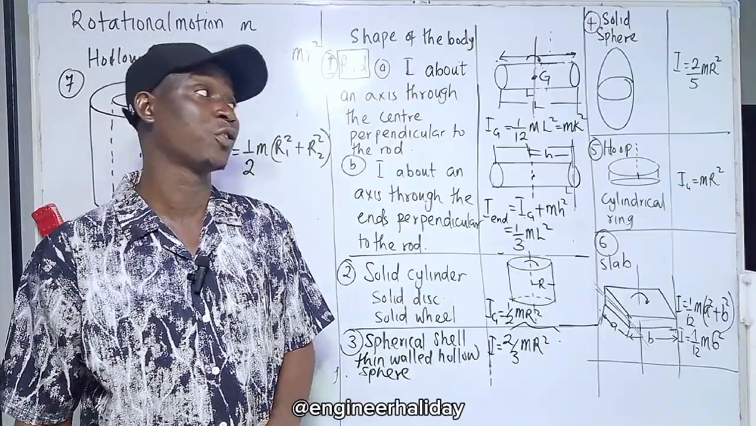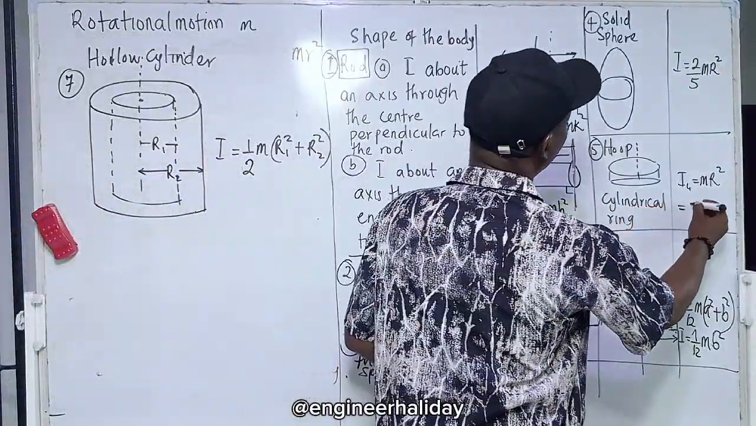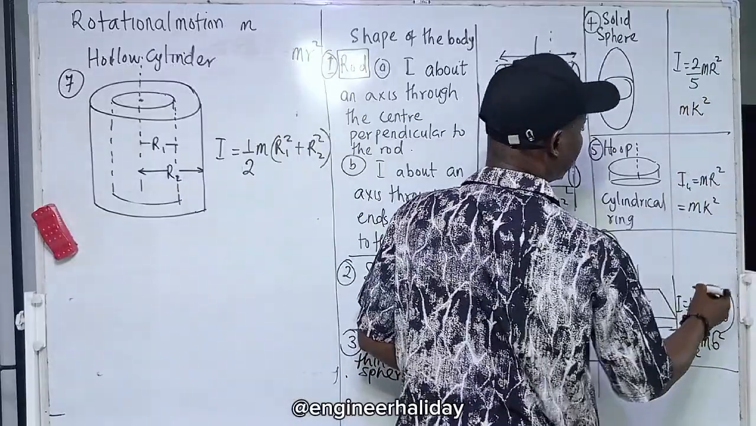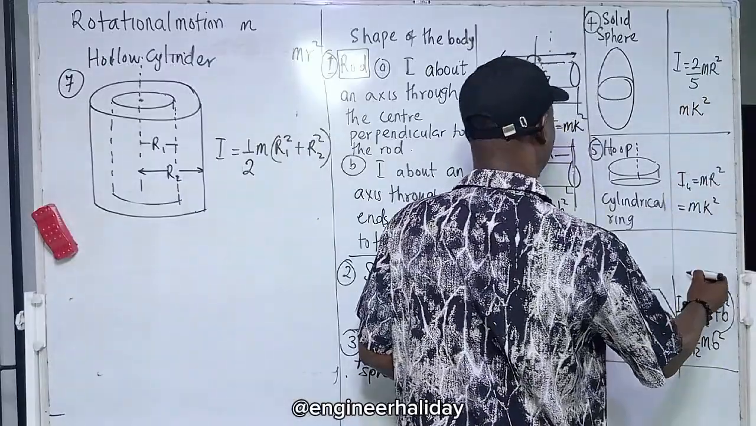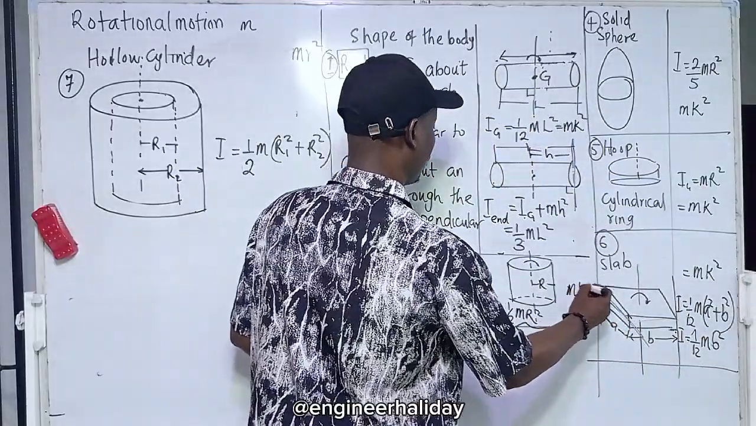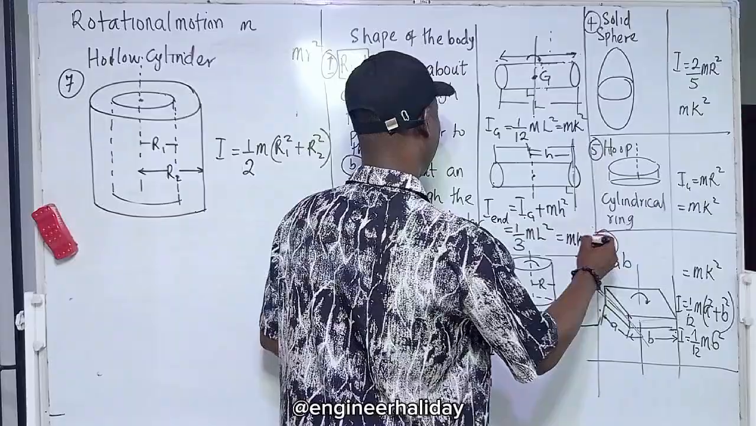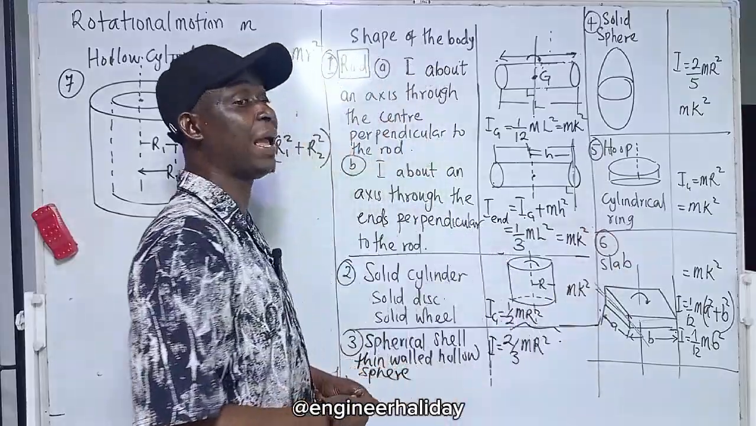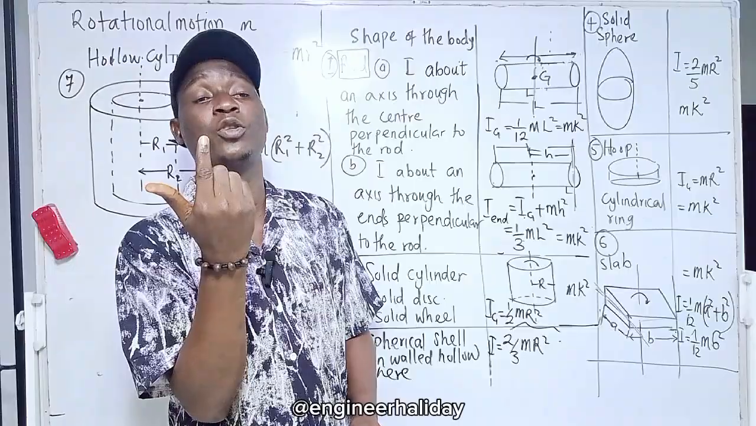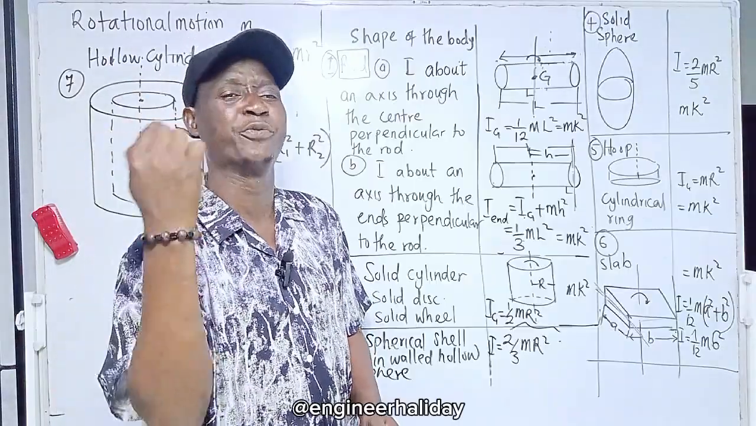And I've talked about radius of gyration. Don't forget all these formulas are all equal to the moment of inertia as a result of radius of gyration. This is MK square. Here is MK square. You understand me? MK square. So it gives the body the ability to rotate. So at the point of radius of gyration, the body rotates freely.